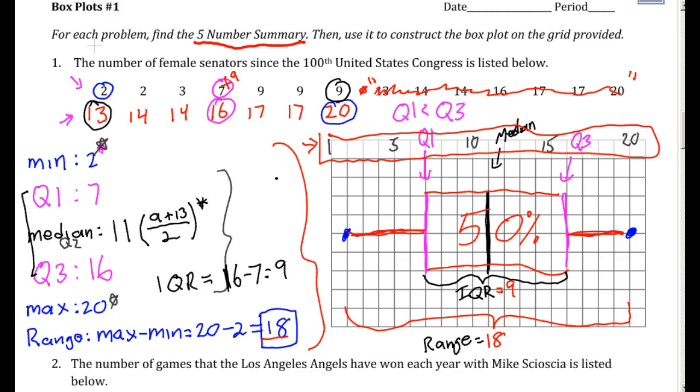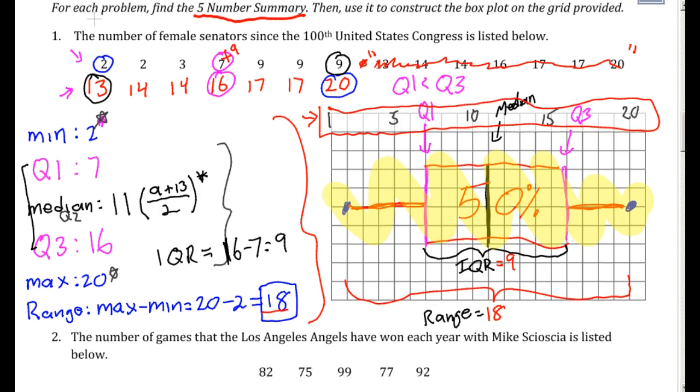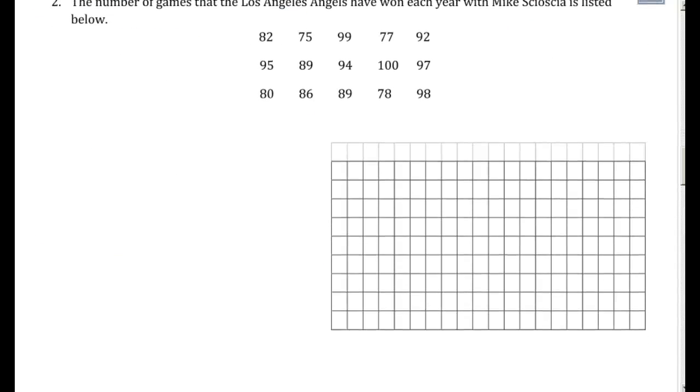Okay? So that's one problem with a lot of explanations and arrows. Again, you only need to put in this part. Okay? You don't need to write in 50%. You don't need to write in the IQR and the range, but just the Q1, median, Q3, min, and max. Okay? So here we go. Let's try another one, and we'll do it a little bit faster.